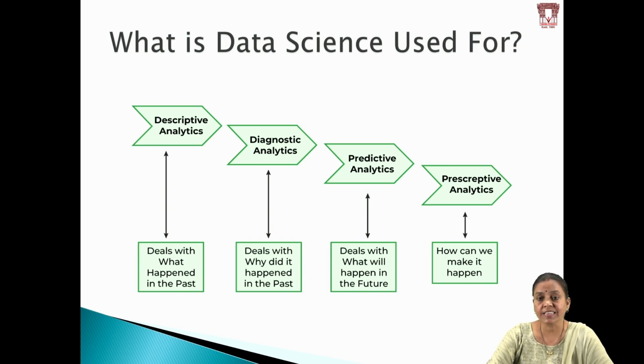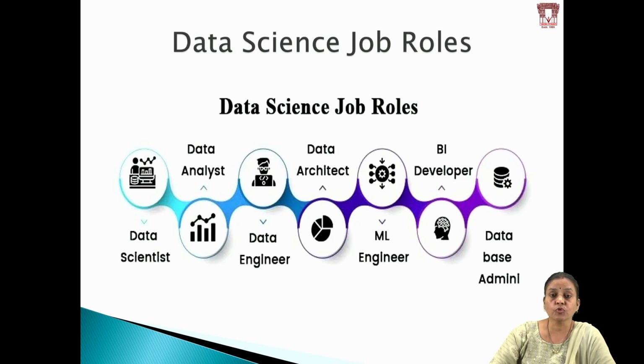Next, the last analytics is prescriptive analytics. It is about how we can make it happen. So these are all the different types of analytics in data science. Now let us move to the next.